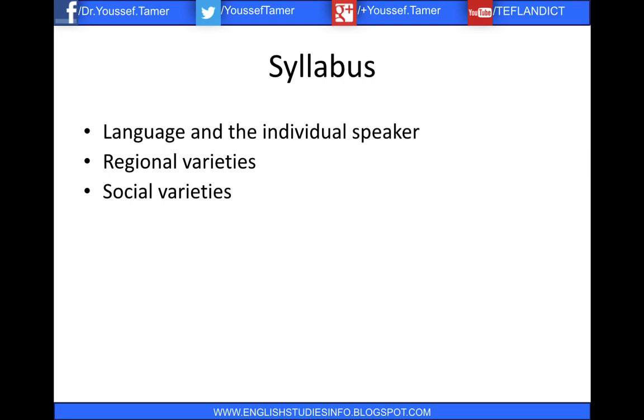Another concept we will see has to do with language and the individual speaker. As you know, in an urban area you have social stratification. Let's say you have different categories of families: you have the poor, then the middle, and then the rich, right? That's what we call socioeconomic status.